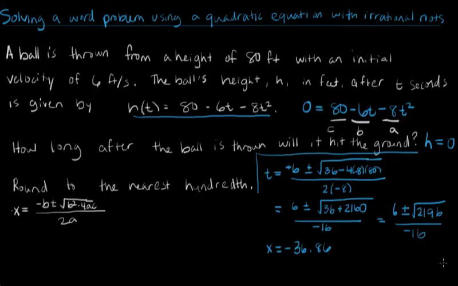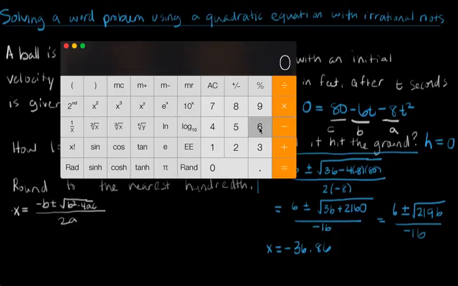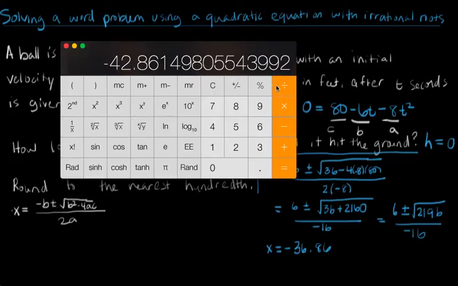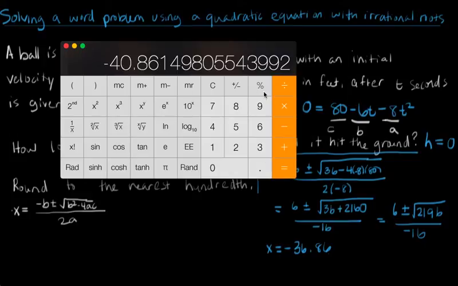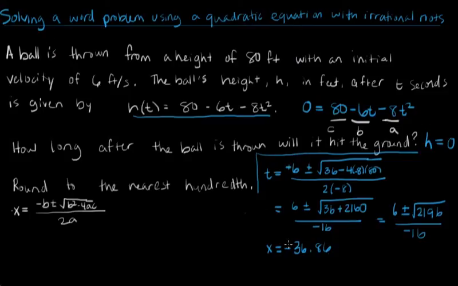So that was the plus option. Now to do the minus option, I'm going to do 6 minus the square root of 2,596. So we have negative 40.86. Now we're going to divide by negative 16. Okay, so I think that was supposed to be positive because I had a negative divided by a negative. So that is 2.55. Now we're supposed to round to the nearest hundredth, but this is a 3, so we don't need to round up. So this should actually say t here. Okay, so t equals 2.55.